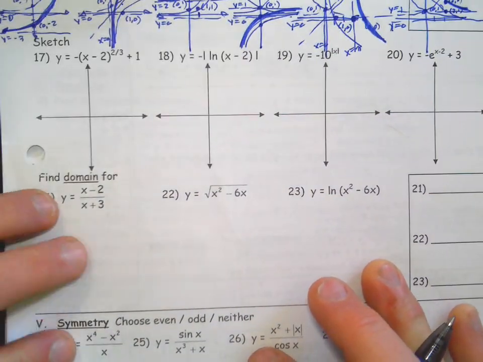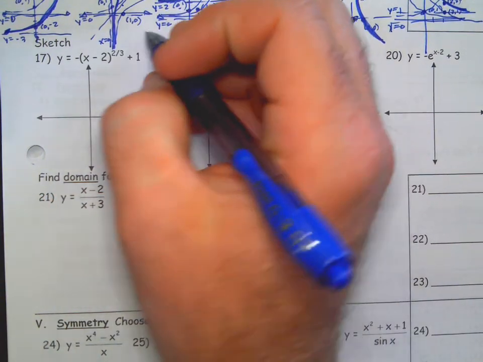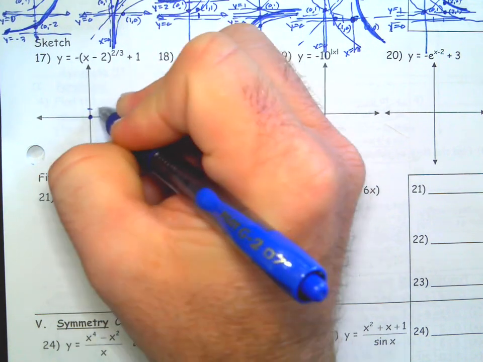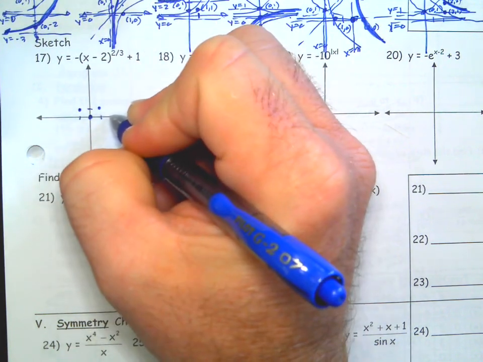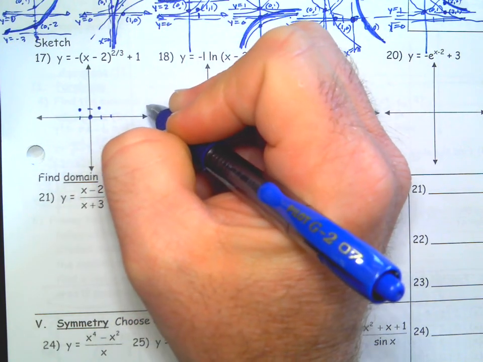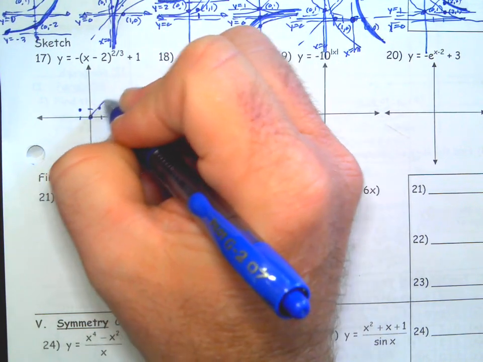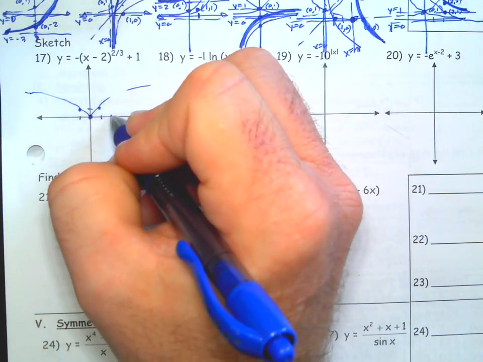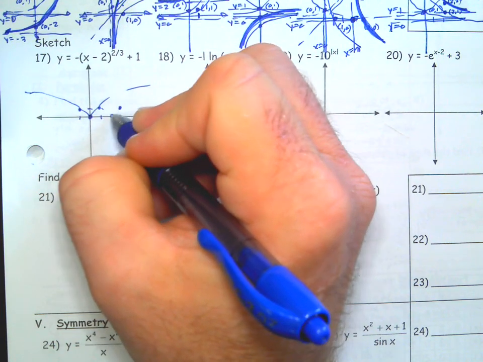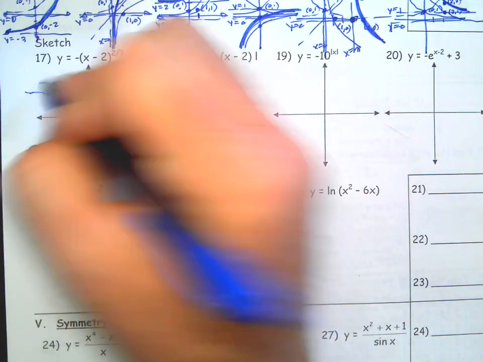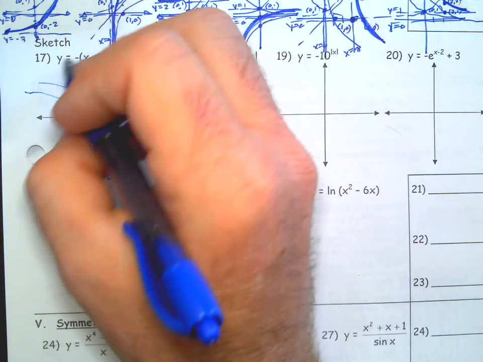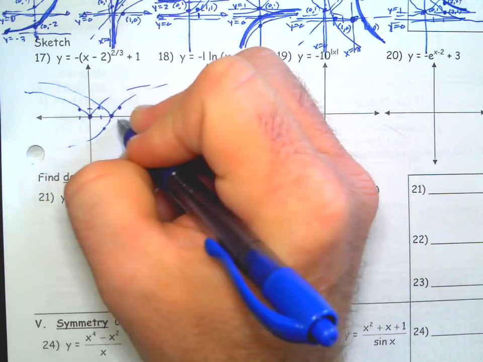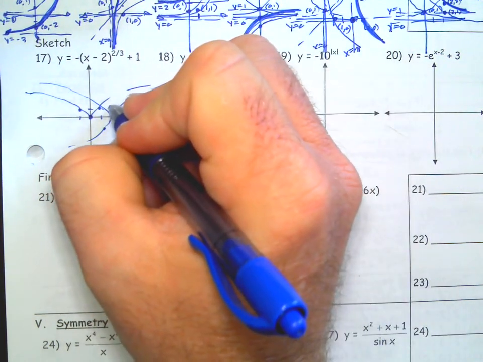Okay, 17 to 20, some more sketching practice. So x to the 2/3 is the (0, 0), (1, 1). That's the cusp function. I don't know if you guys remember that. 8 would be 2, would be 4. So it kind of looks like this. This is the parent function, okay? Then the minus 2 inside moves it to the right 2. So that's what we have now. And then the negative flips it upside down. Okay. And then the plus 1 moves everything up 1.